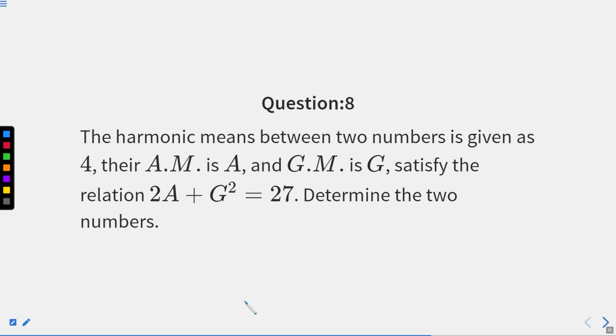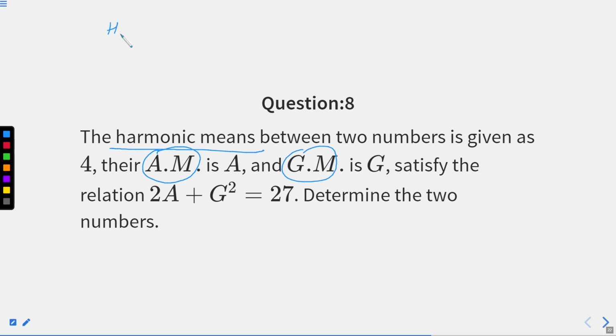Let's jump to the next question. This question includes theory from arithmetic progression and geometric progression, and also the concept of AM and GM. Let's try to understand the question first, then evaluate the answer and what the question is asking for. So the harmonic mean between two numbers is given.